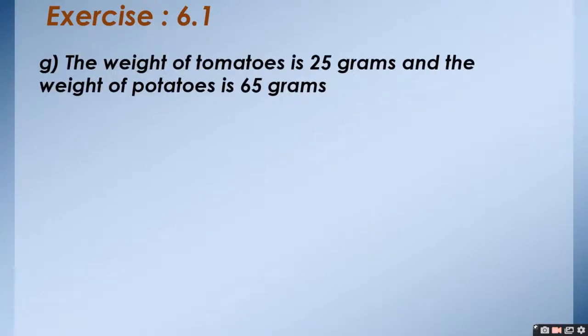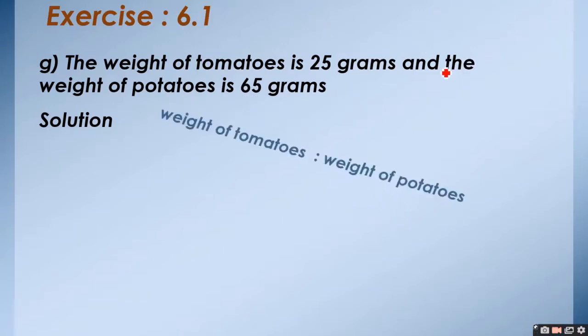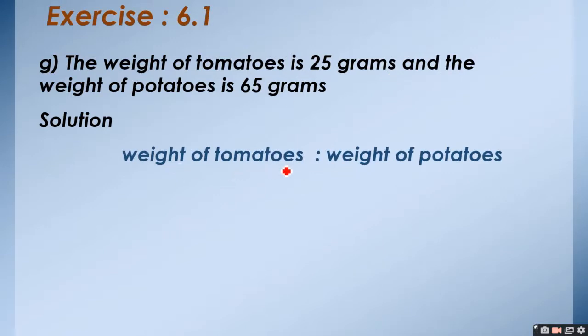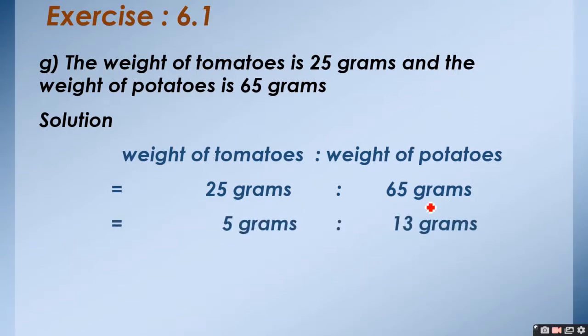Now question number 2: the weight of tomatoes is 25 grams and the weight of potatoes is 65 grams. We have to find the ratio. So first we write the solution: weight of tomatoes ratio weight of potatoes. Weight of tomatoes is 25 grams and weight of potatoes is 65 grams. And when we reduce it to the lowest term, it will be 5 grams ratio 13 grams.